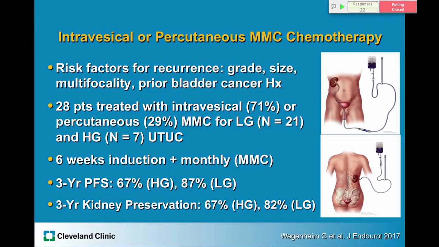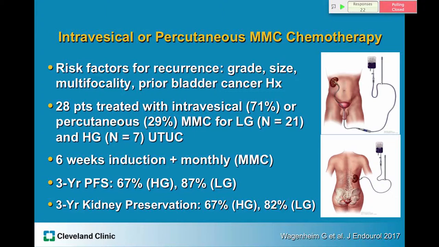So what can be done when you make an attempt to manage upper tract disease endoscopically? Is there anything we could do to decrease the risk of recurrence? Well, risk factors for recurrence include grade, size, multifocality, and prior bladder cancer history. And some have looked at the use of topical treatment or intravesical treatment.